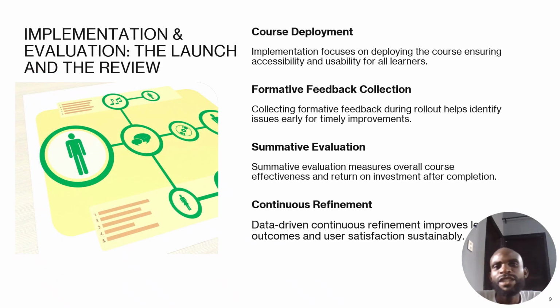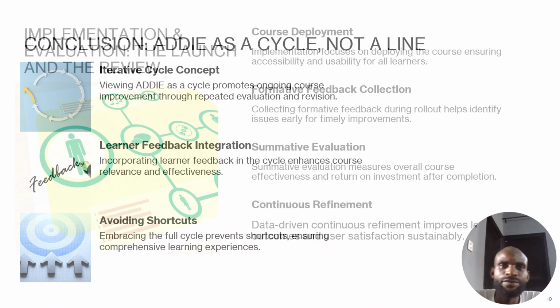At the implementation and evaluation phase, I like to think of this as making sure that what you are implementing, you have a second eye to look at. Is this really effective, and is it helping me drive the goal and objective I want to achieve? From course deployment to formative feedback collection, summative evaluation, and continuous refinement. All these work together to make sure that this model helps you achieve your goal.